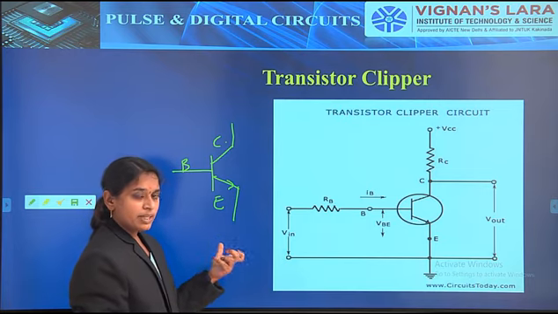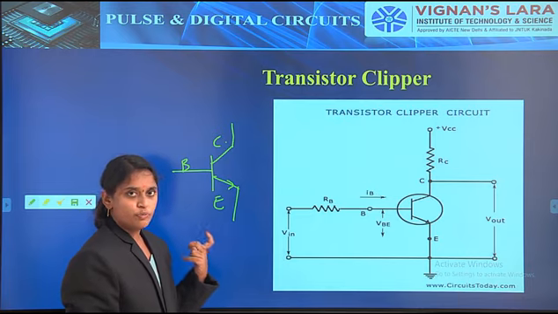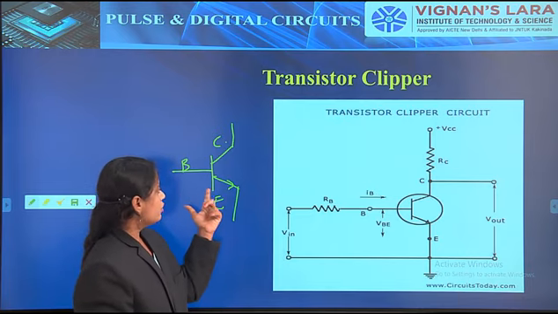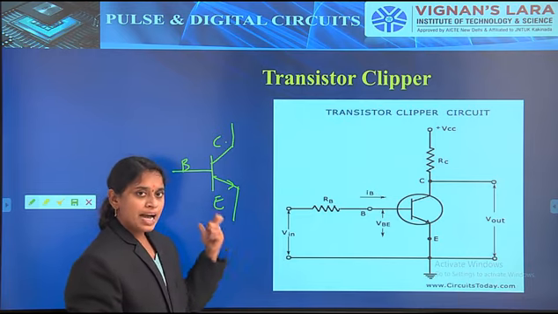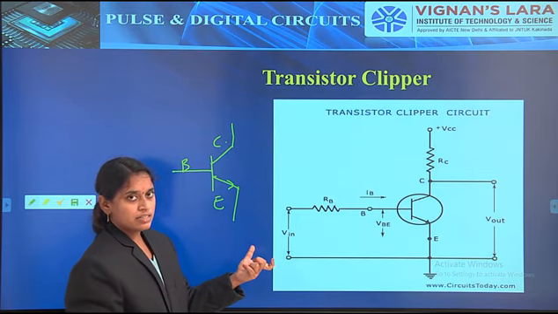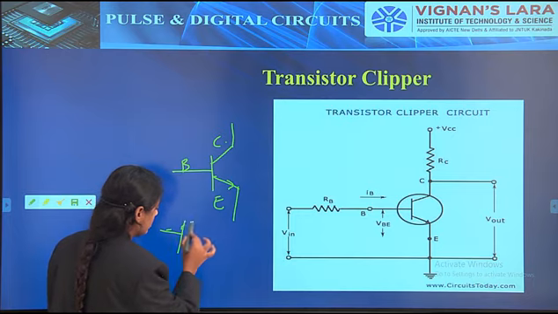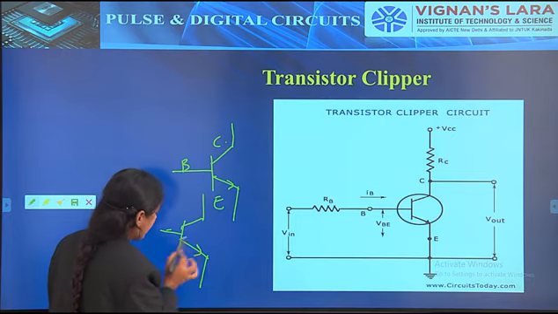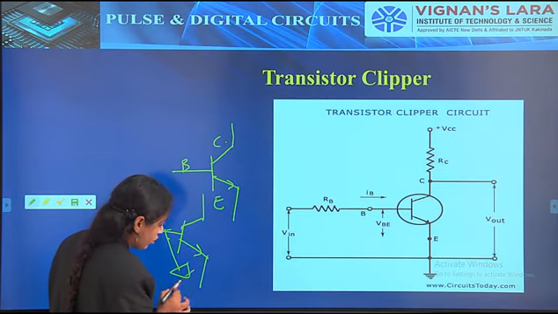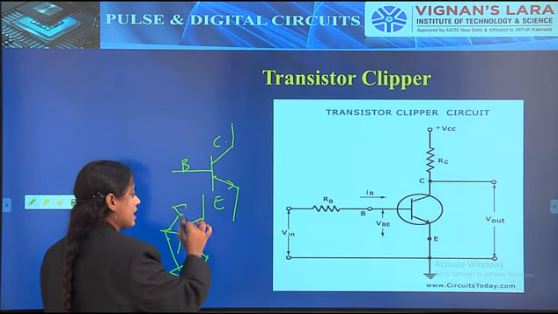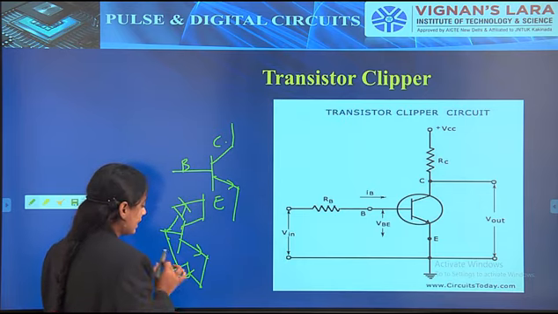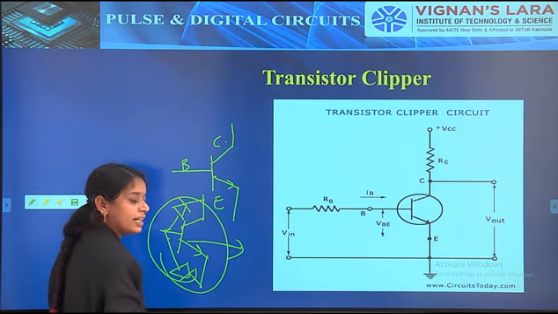Generally, a transistor can be designed with the combination of two diodes. Here we use two diodes for designing the transistor. Simply we can say that the transistor will be like this. At this end we use one diode and at this end we use another diode, so it consists of two diodes in its design.